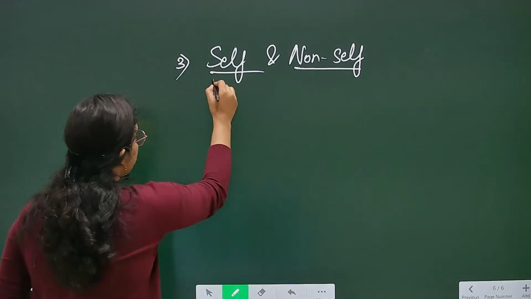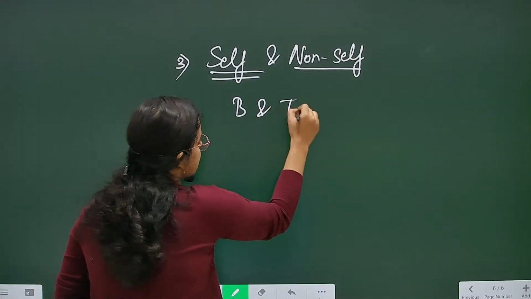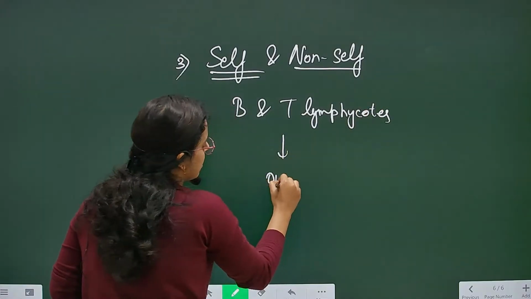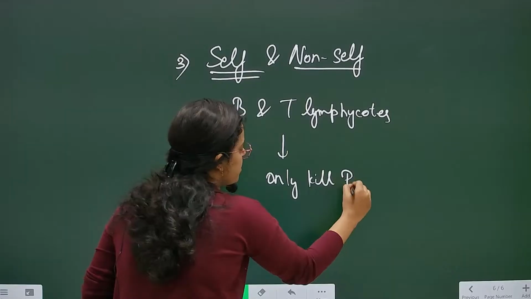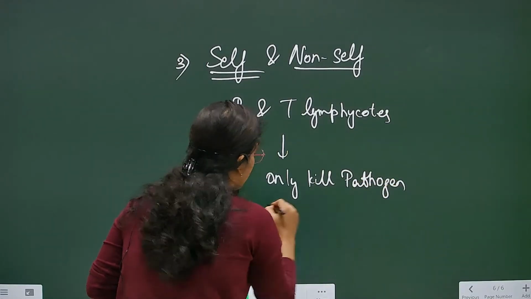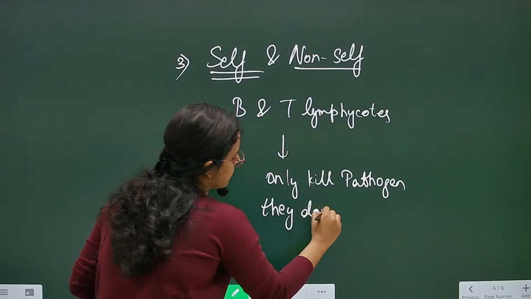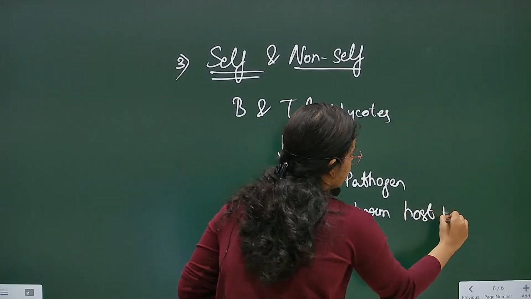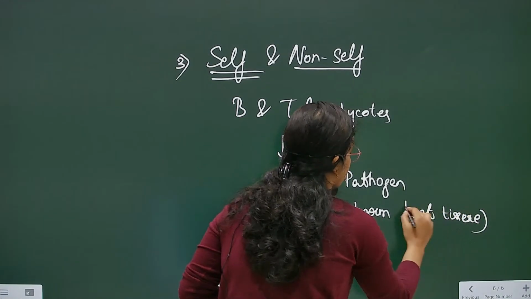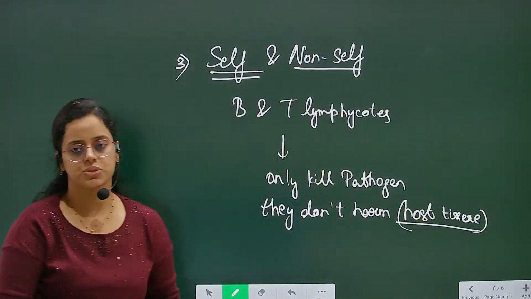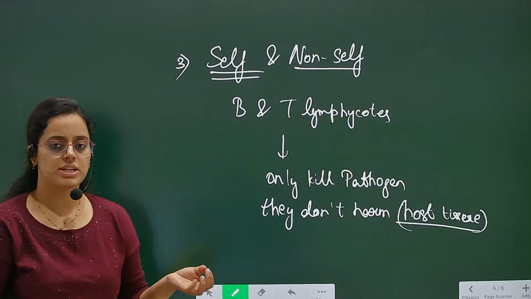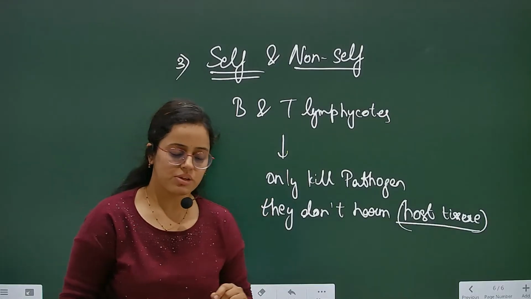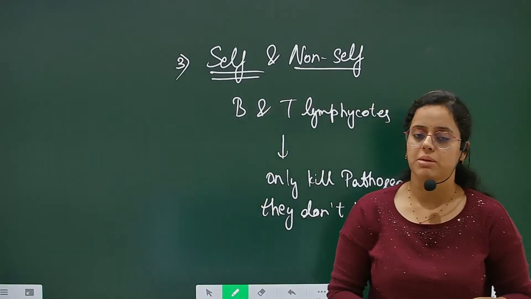Okay, so these B cells and T lymphocyte cells can only kill pathogens. They don't harm host tissue, host body. So they can differentiate self and non-self, and B and T lymphocytes only kill the pathogens. So these are the important points that you have to remember about immunity.